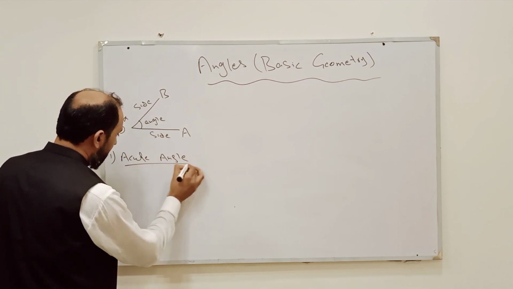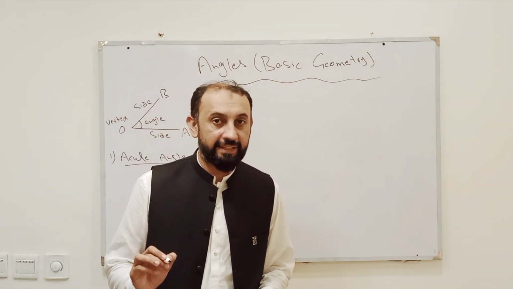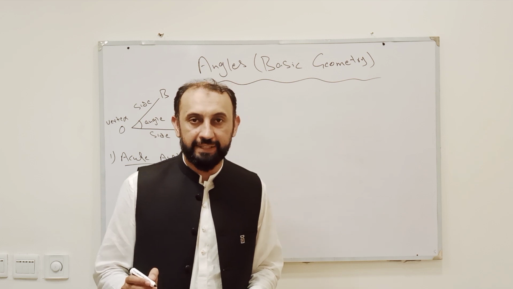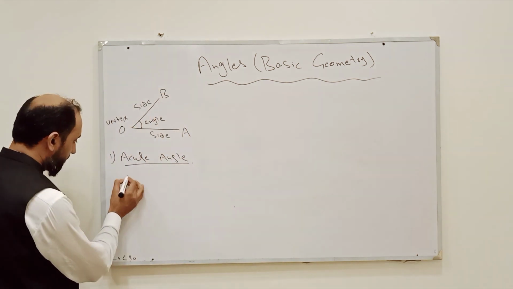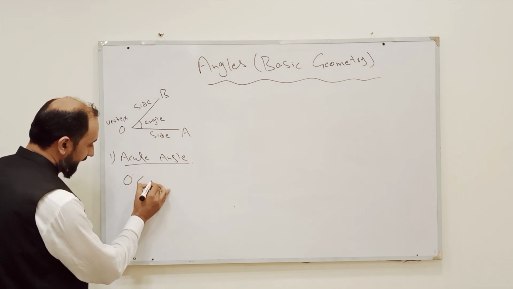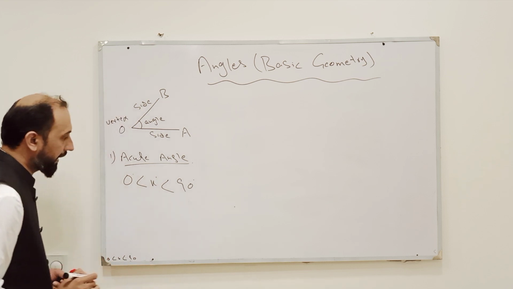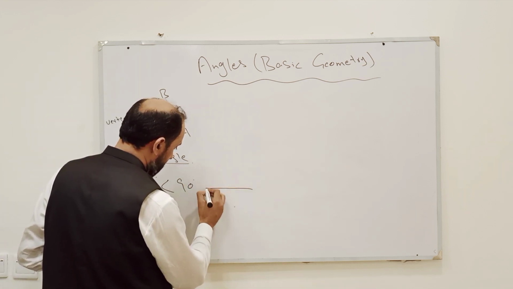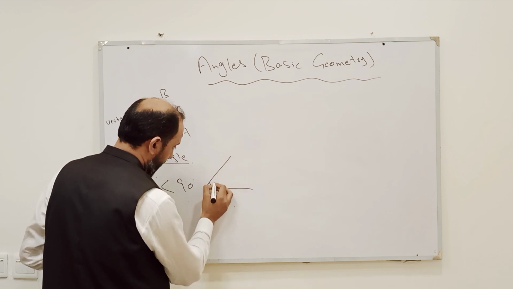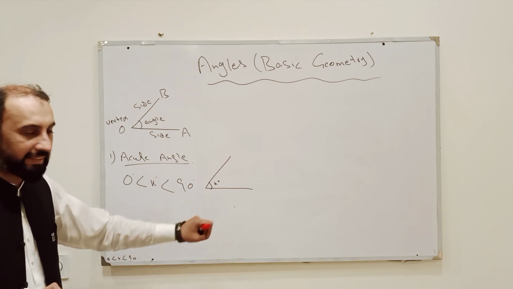So acute angles are those angles which are less than 90 degrees. We can say that if the angle is less than 90 degrees, it's called an acute angle. For example, 0 degree less than x less than 90 degrees. So it's an acute angle, and the shape is just like this. Look at this. This is the acute angle, so it's less than 90.